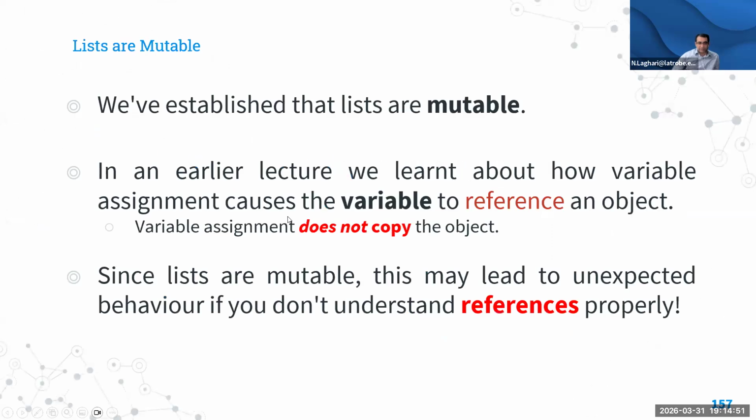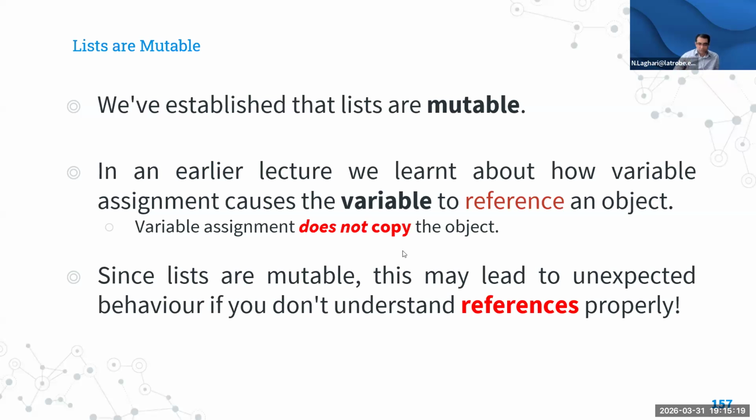Lists and references. So we have established that lists are mutable. It means that their content can be changed. In the earlier lectures, we learned about how variable assignment causes the variable to reference an object. You remember that we were creating more references to the same objects.